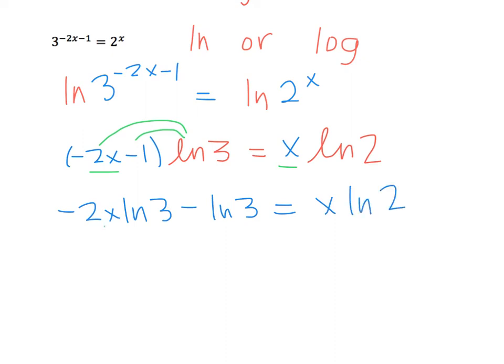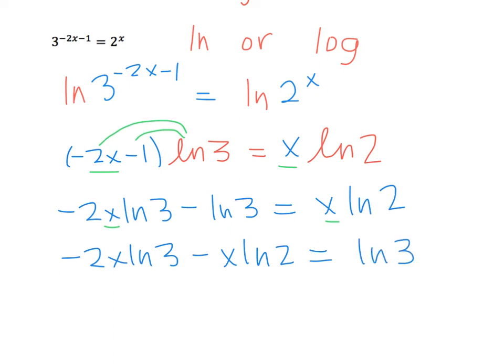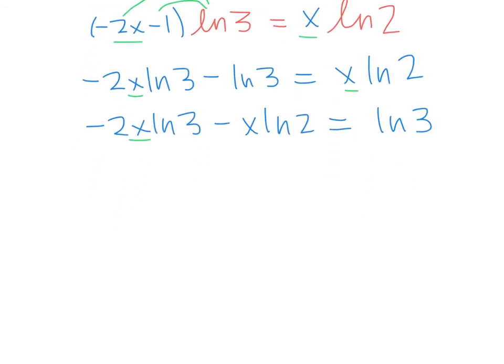All right, so again, we got x here, x here. We need to get those terms both on the same side. So if we subtract x natural log 2 from both sides, we'll get negative 2x natural log 3 minus x natural log 2. And while we're at it, let's add natural log 3 to both sides. So that gets the term without x on the other side. X is here, x is here. We can factor out the x, and we'll be left with negative 2 natural log 3 minus natural log 2.